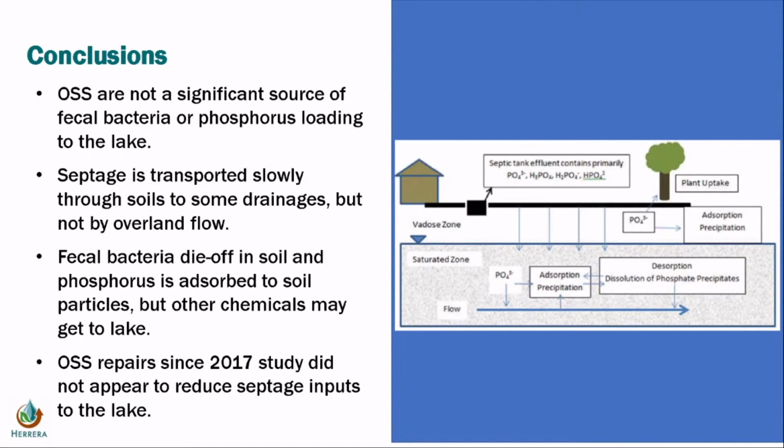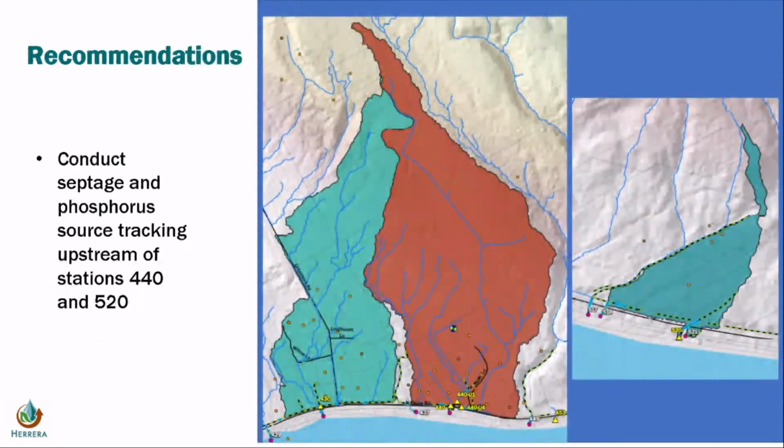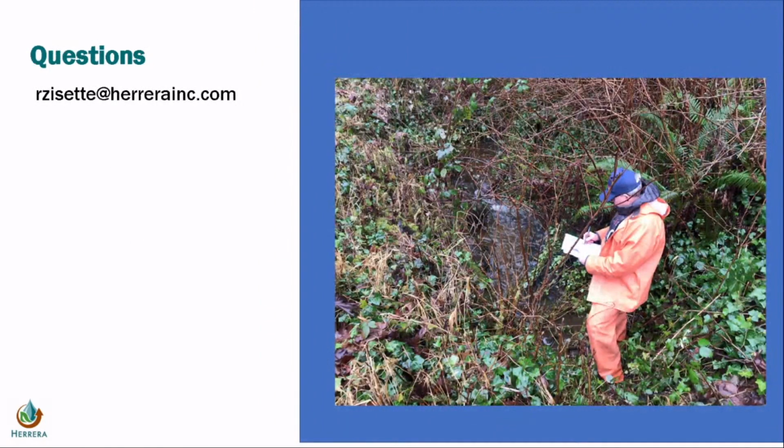In conclusion, OSS are not a significant source of fecal bacteria and phosphorus loading to the lake because septage is transported slowly through the soils and fecal bacteria die off in those soils, phosphorus is absorbed in those soils, as has been reported by others, but we don't know what's happening with these other chemicals. And in fact, septic repairs by the health department did not appear to reduce the low amount of septage inputs that were observed in 2017. We do recommend, however, following up with some source tracking in 2 basins that showed high phosphorus and high human biomarkers to see if those sources could be controlled in basins 440 and 520. And with that, I will take any questions. Thank you.